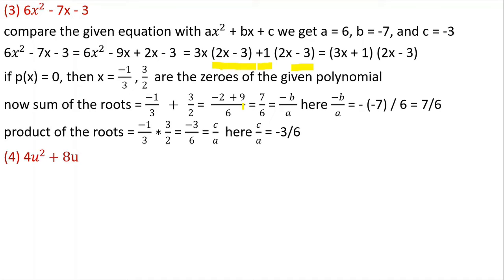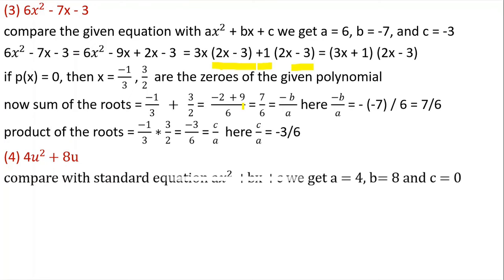the given equation is 4u square plus 8u. So when it is compared with the standard form of equation au square plus bu plus c, we are getting the values of a is equal to 4, b is equal to 8 and c is equal to 0. Okay. Now if you want to find the roots, the zero for the given equation, we have to make factors for that equation. Okay. Now 4u square plus 8u.